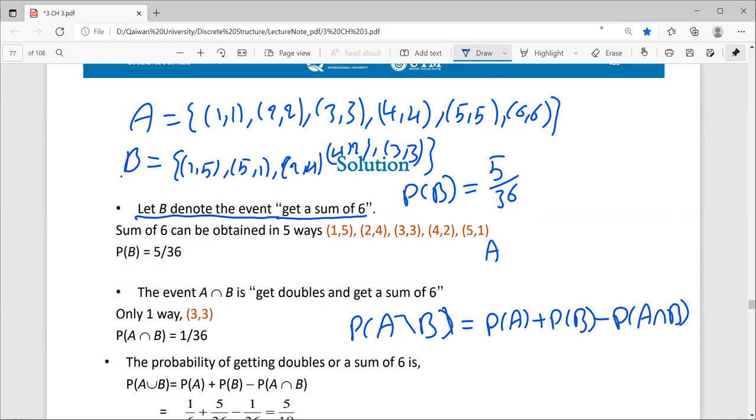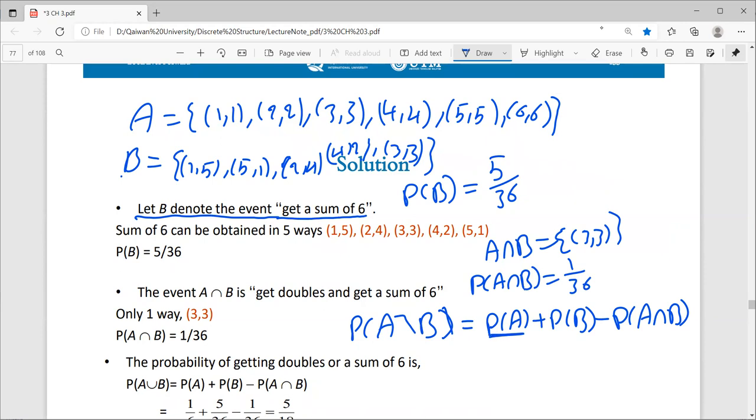So what's A intersection B? A intersection B is only (3, 3). So what's the probability of (3, 3)? Our sample space is 36. We have 36 elements in the sample space. That means the probability of A intersection B is 1 over 36.